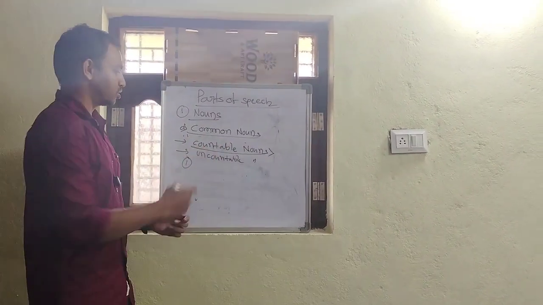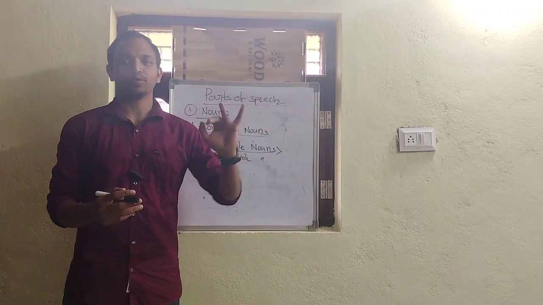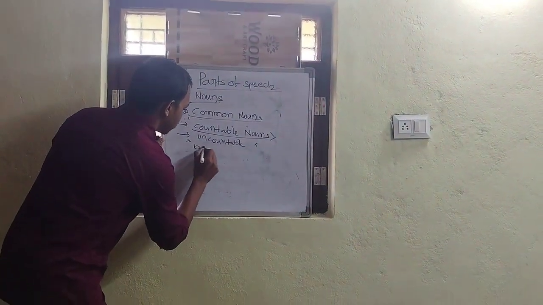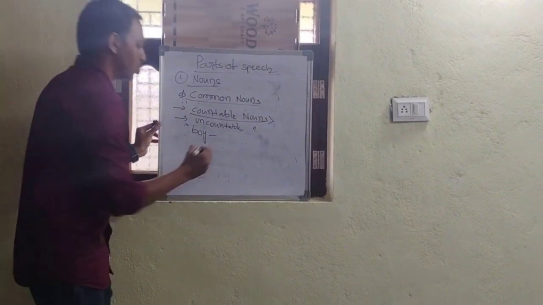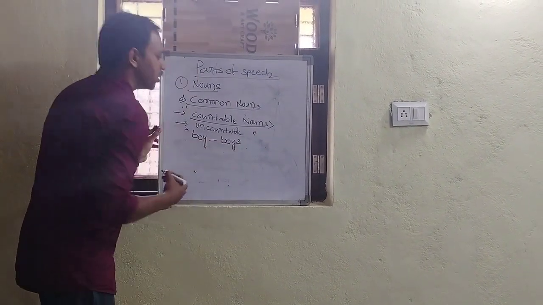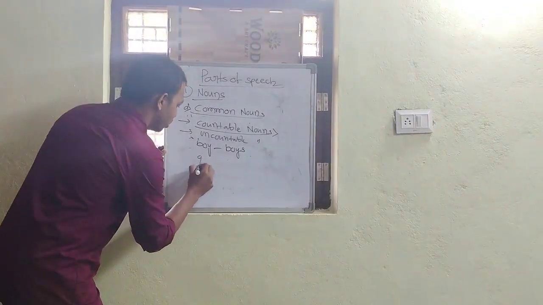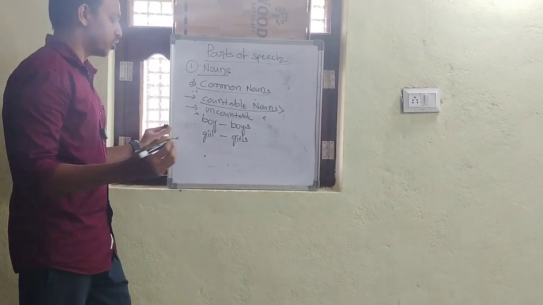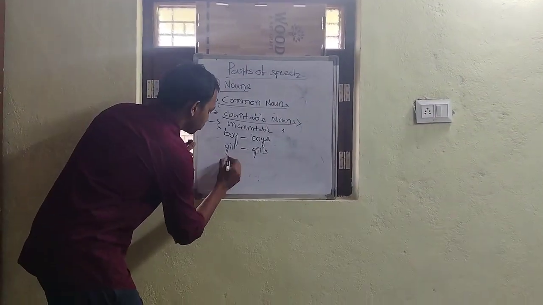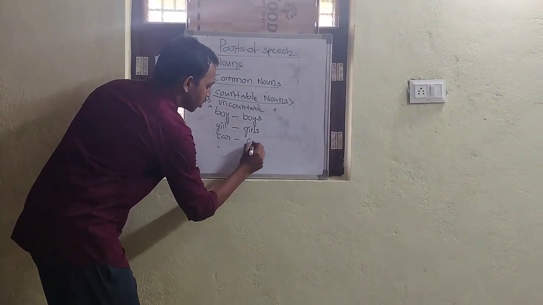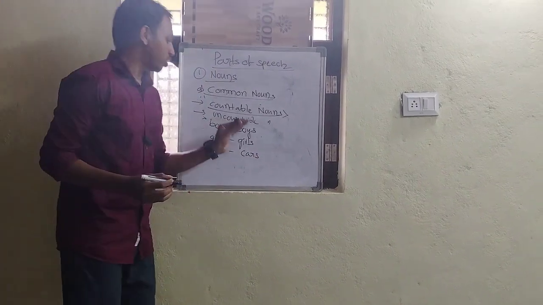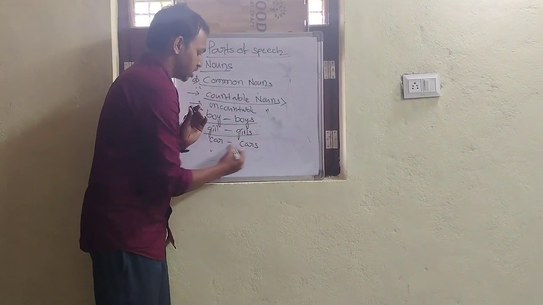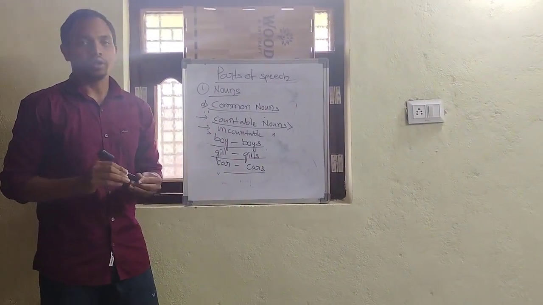So countable nouns are nothing but singular and plural forms. For example, I am writing boy. Boy is a singular. Boys is a plural form. Girl is a singular. Girls, plural form. Car, cars. All plural forms and singular forms are called countable nouns.